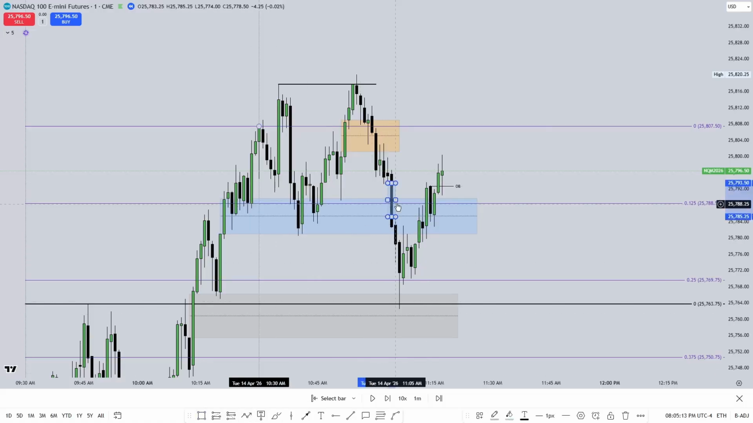We inversed this, right? Remember I said I did not want to see the upper half of it fill. Not only did it fill, but we closed above it. So now I can use that as inversion. And why do I like that one? Because it's overlapping the first hour dealing range gradient right here.